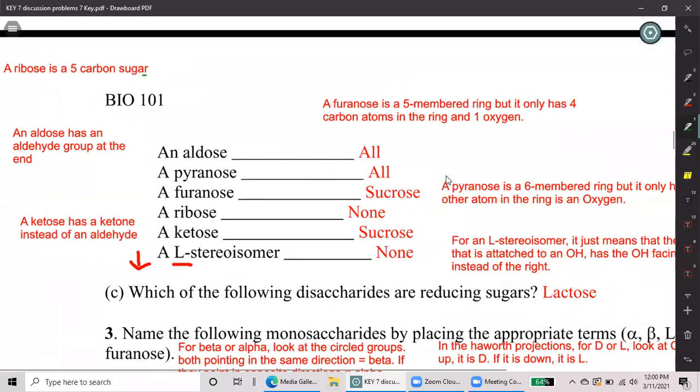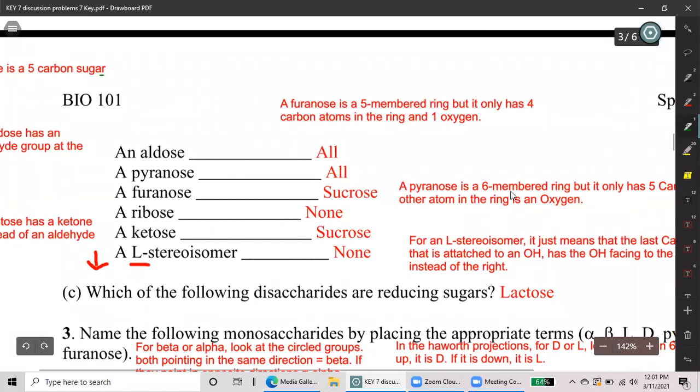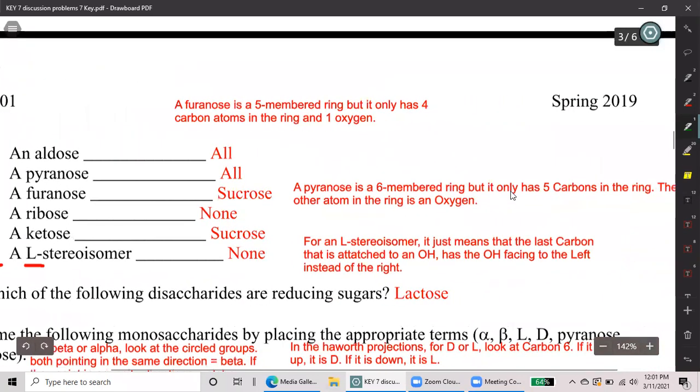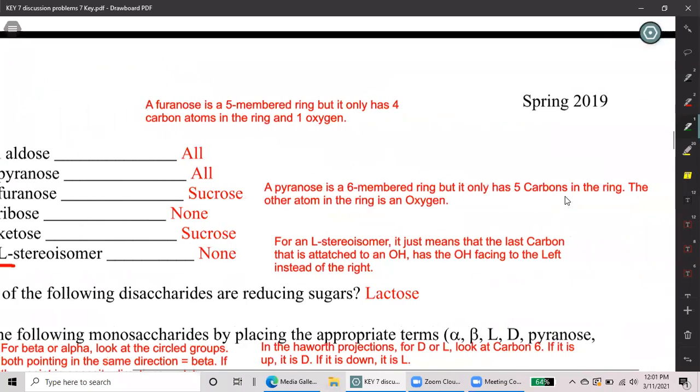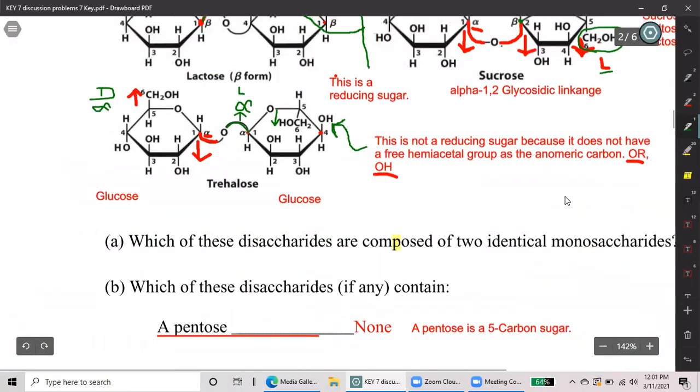And over here is a lot more definitions. They're asking if you have an aldose sugar. An aldose has an aldehyde group at the end. So all of ours had an aldehyde group at the end. Now they're asking you about a pyranose. A pyranose is a 6-membered ring, but it only has 5 carbons inside the ring. The other atom in the ring is an oxygen. So let's check that out.